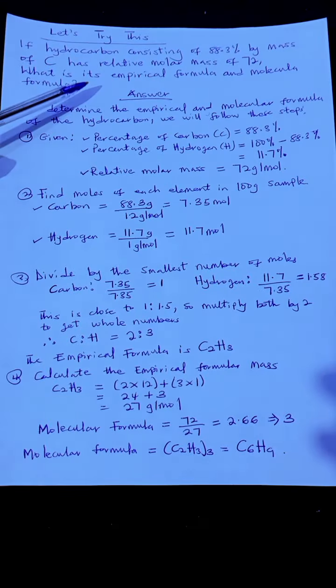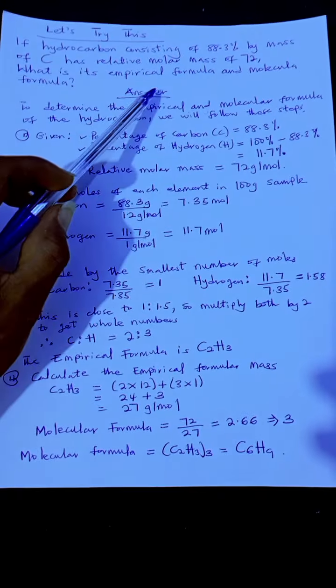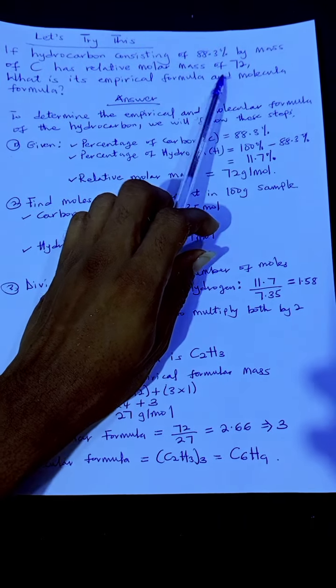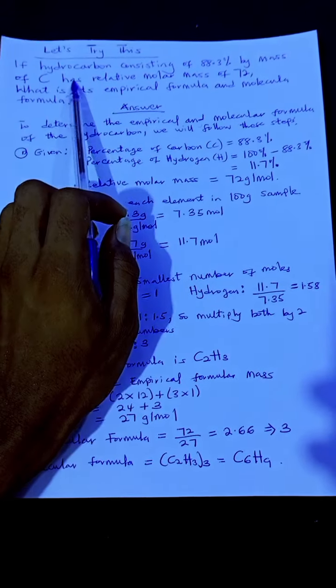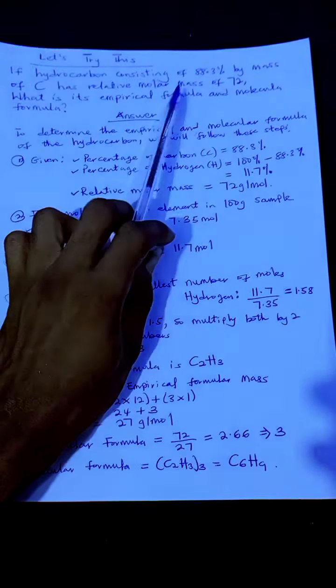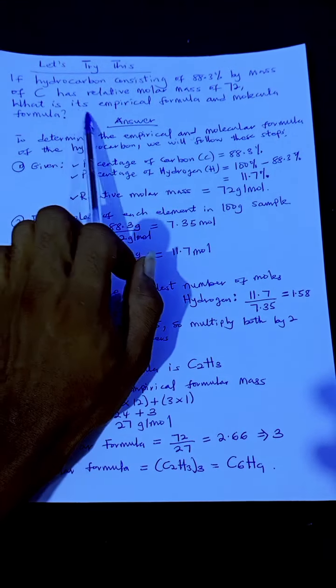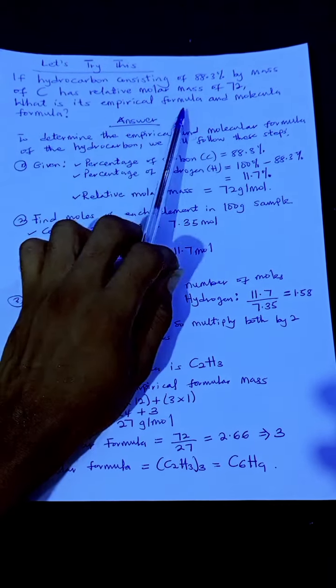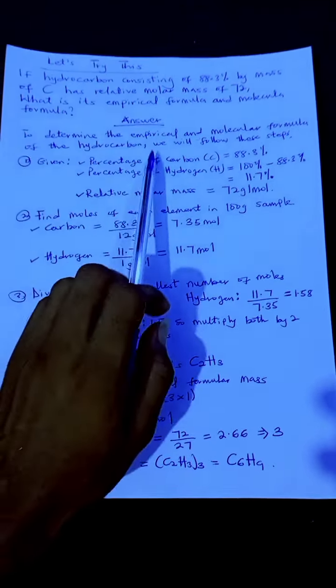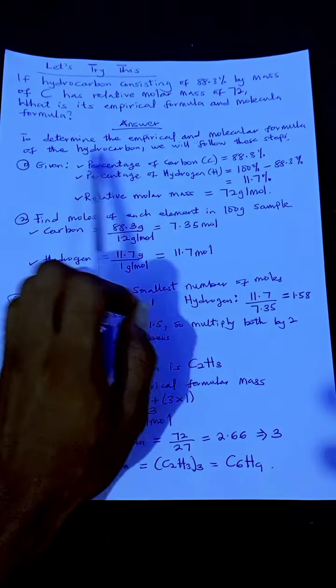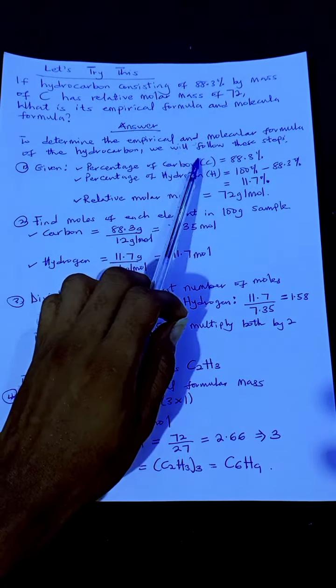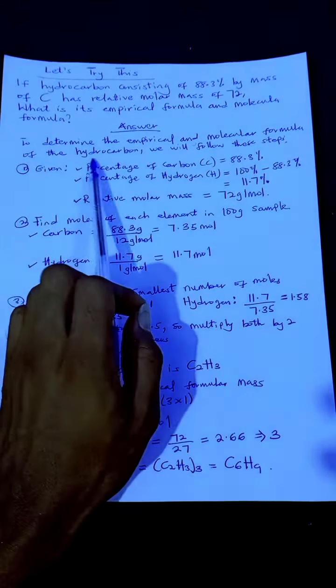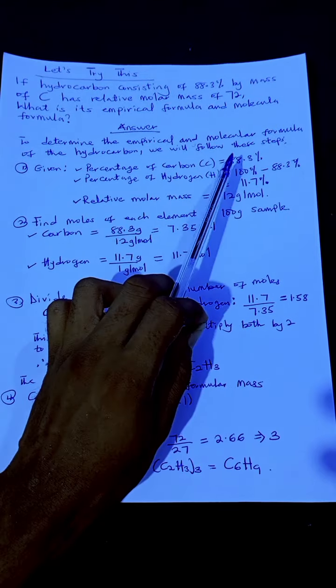Let's try this. If a hydrocarbon consisting of 88.3% by mass of carbon has a relative molar mass of 72, what is its empirical formula and molecular formula? To answer this question, to determine the empirical and molecular formula of the hydrocarbon, we will follow these steps.